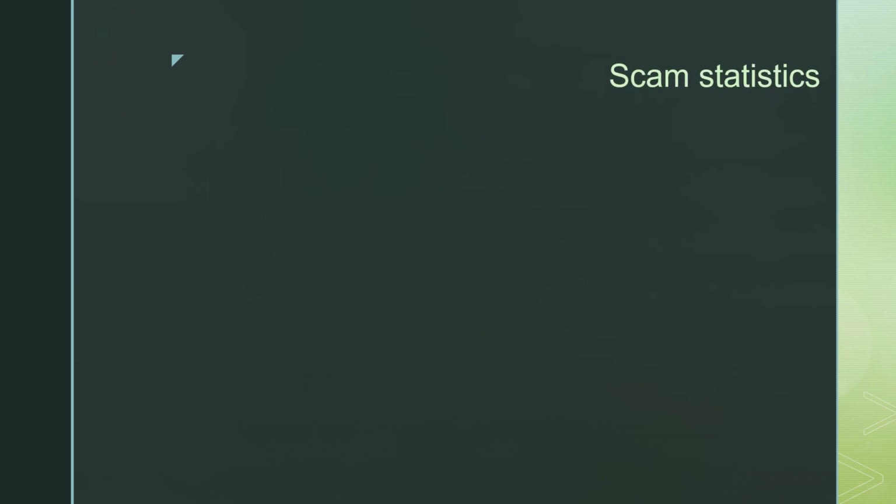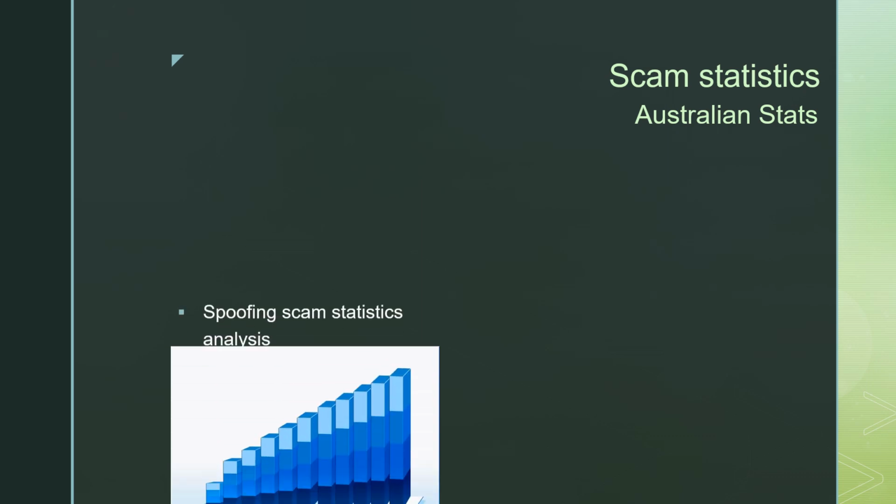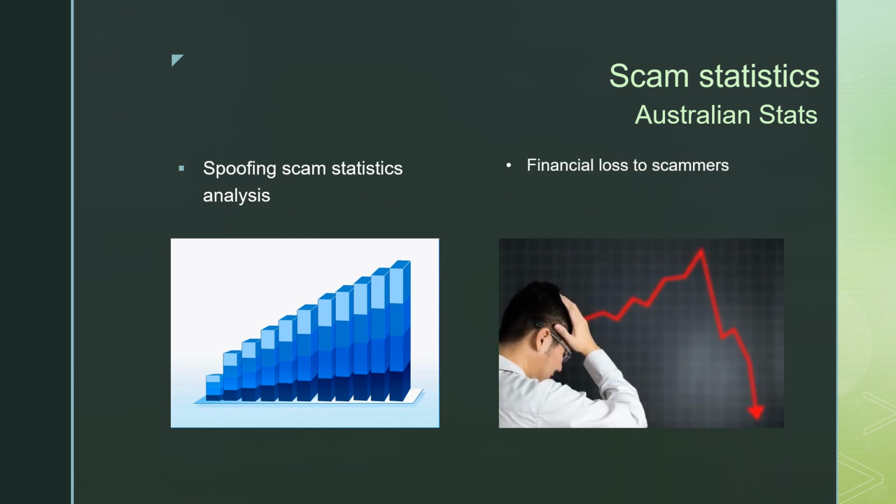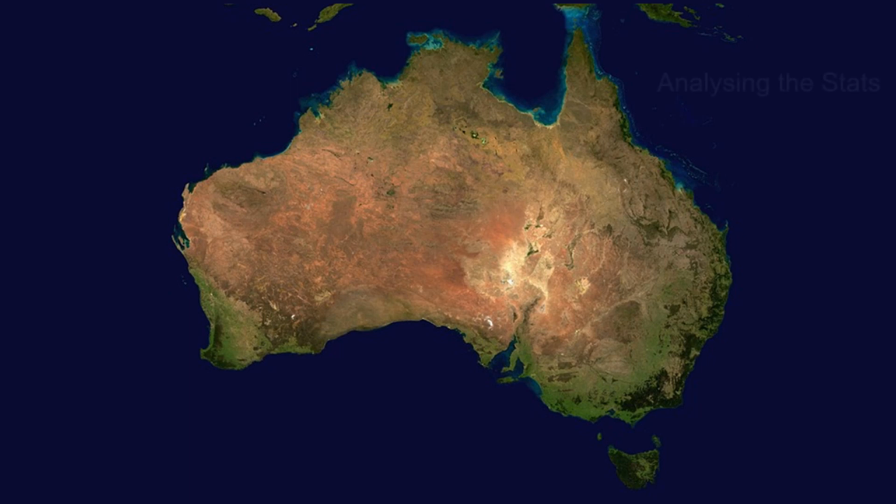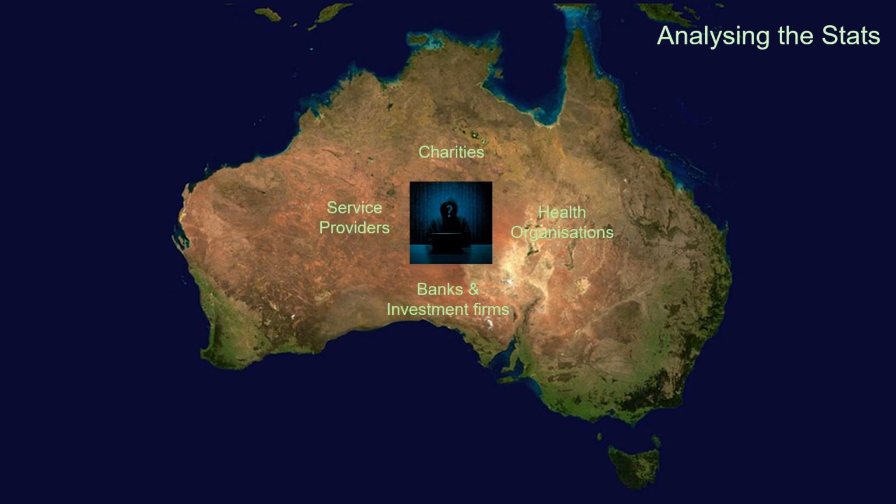Now that caller ID spoofing has been covered, the next few slides will provide some scam statistics in Australia. These statistics will provide an analysis of spoofing scams and financial loss. I will now go through analysing some statistics relating to scams in Australia within the last 2 years. Scammers can pose as charities, service providers, banks and health organisations in order to benefit financially.